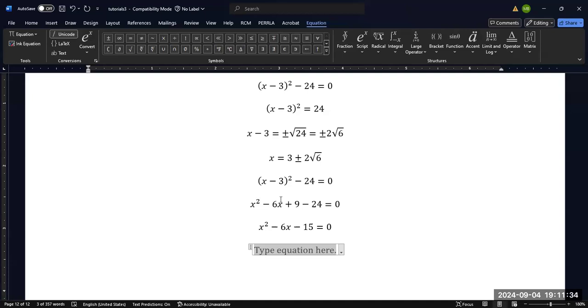I have 1 and 15. That is a difference of 14, not 6. And the other combination is 3 and 5. That's the only other possibility, but that has a difference of 2, not a difference of 6. So this is not factorable. And so we apply our quadratic formula.